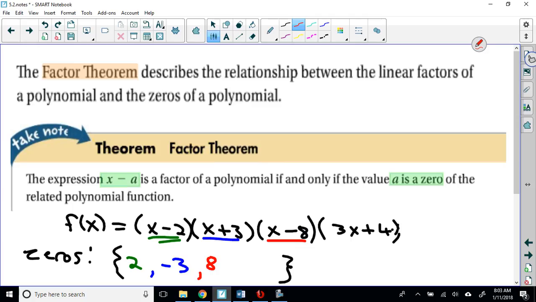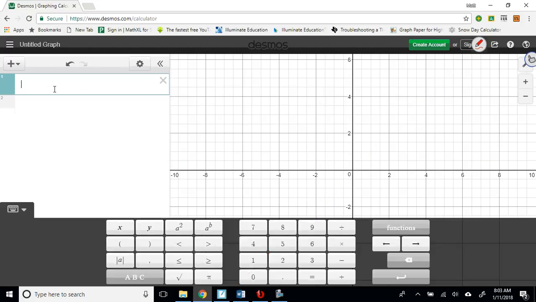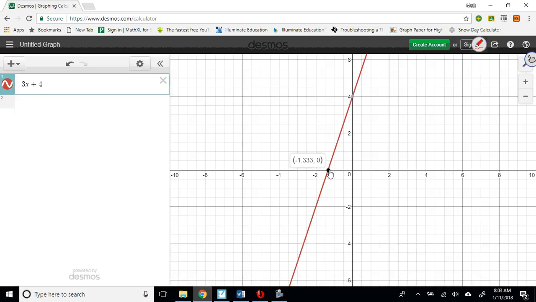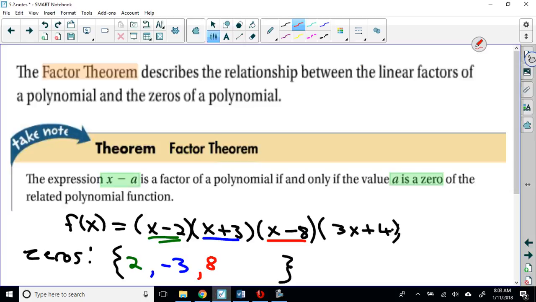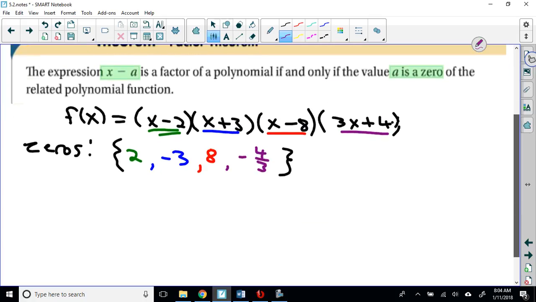Maybe we should go to Desmos. 3x plus 4. So because of this, what's our other 0? Negative 4/3, good. But where did that come from? Well, let's see where that came from.